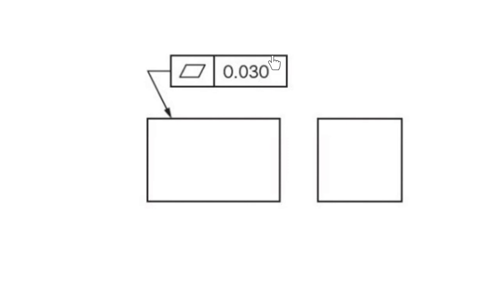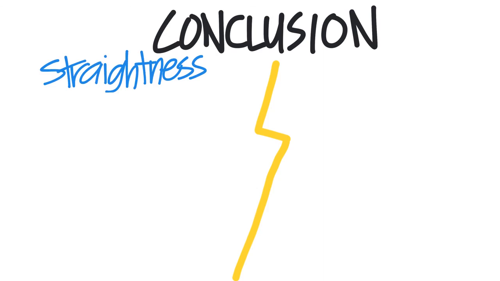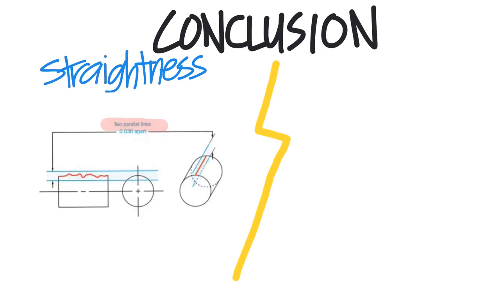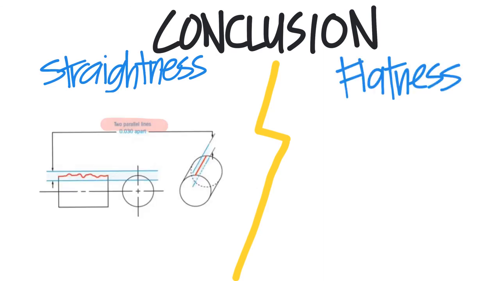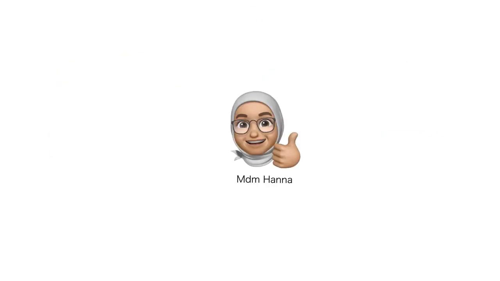So in the drawing, we have to refer to this symbol to know the allowable tolerance of the straightness and the flatness. So as a conclusion, we can say that straightness is referred to the two parallel lines, while flatness is referred to the set of two parallel planes. That's all. Thank you.